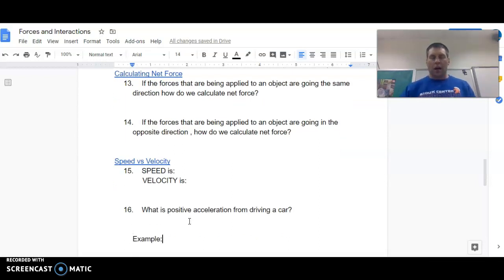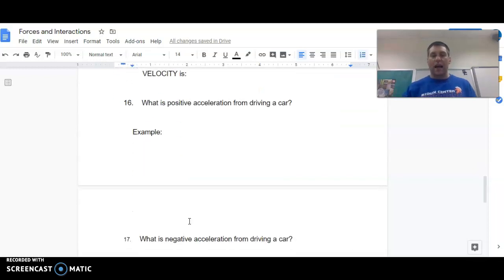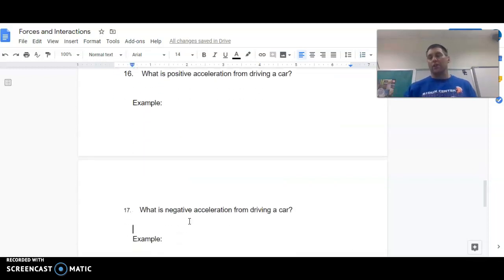And then what is positive acceleration from driving a car? Okay. So what is positive acceleration? So how do you gain positive acceleration when you're driving a car? In other words, what's an example of that? And what's negative acceleration when you're driving a car? How do you do that?